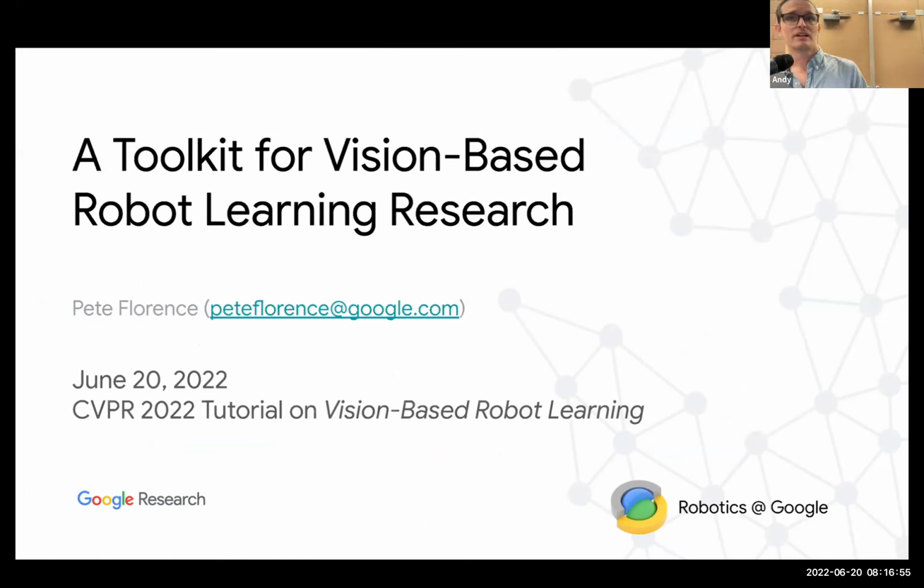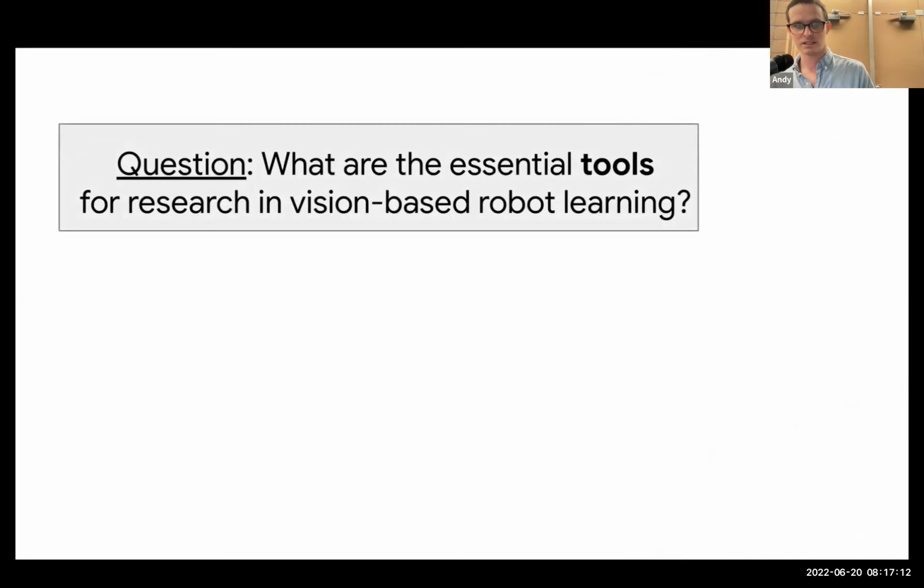Okay, great. Thanks everyone for coming back, and we're excited to keep going here. So my name is Steve Florence. I want to talk today about a toolkit for vision-based robot learning research. What do I mean by that? The question I'm putting forward, and I'm going to try and take one shot at the answer, is: what are the essential tools for doing research in vision-based robot learning? And I'm going to try to connect some of these ideas back to the Colab that we've been looking at today.